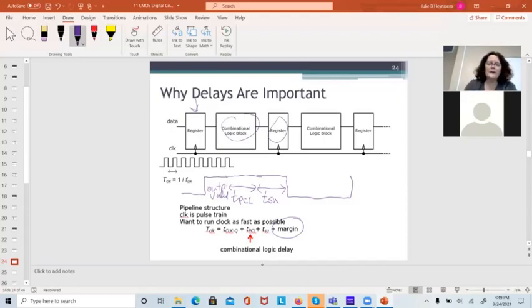So the faster I can get all of these delays, the faster I can clock my circuit. The faster I can clock the circuit, the faster I can download my cat video.